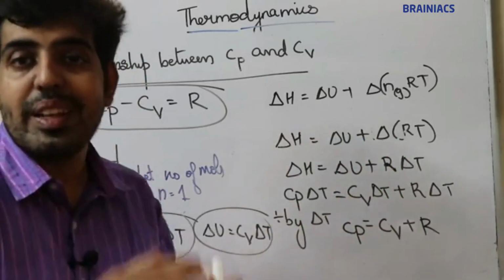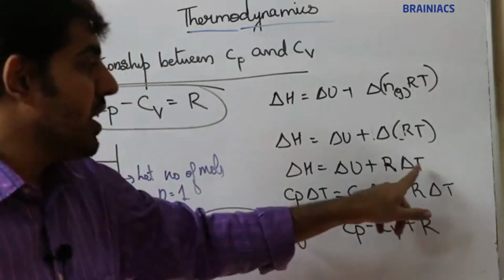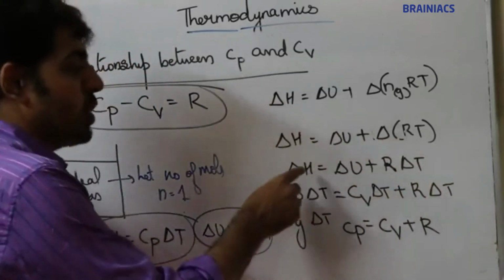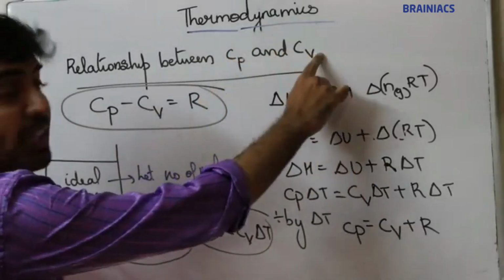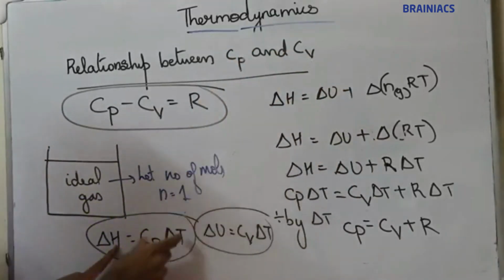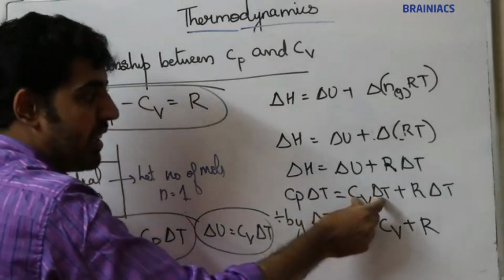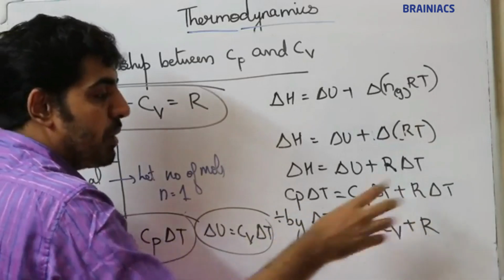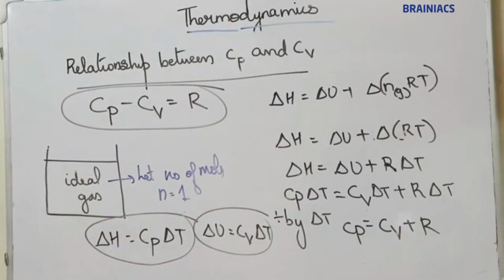Here we are not considering temperature as constant. There is a change in temperature, delta T. So what is delta H? Cp delta T, because we are going to derive an equation for Cp and Cv. Instead of delta H you can write Cp delta T, and instead of delta U you can write Cv delta T plus R delta T. Dividing with delta T you will get Cp is equal to Cv plus R. Taking Cv this side, Cp minus Cv is equal to R. This is the relationship between Cp and Cv. I think it's clear.